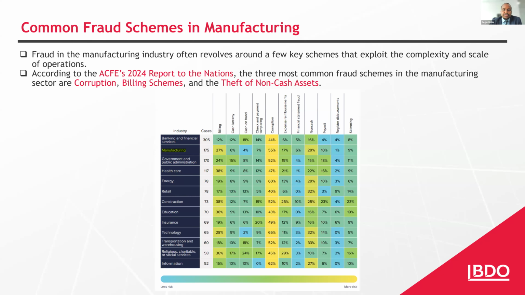The third most common fraud scheme in manufacturing is the theft of non-cash assets. And non-cash assets include raw materials, parts, and finished goods, among others. It affects about 22% of the cases. And unlike financial theft, which can be tracked through accounting records, theft of physical goods is harder to trace because of the high volume of inventory and the complexity of most manufacturing processes.